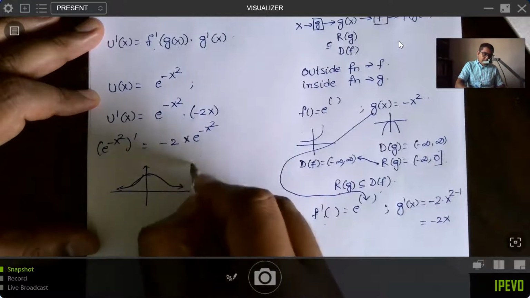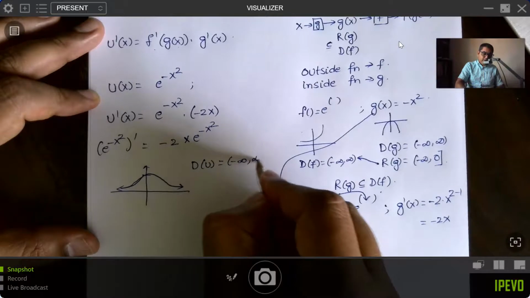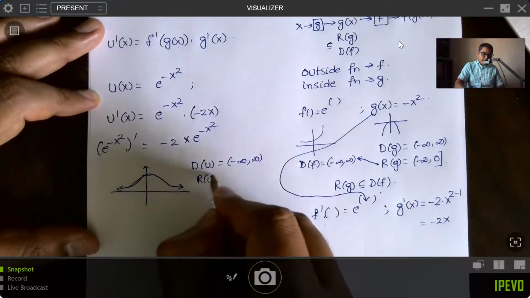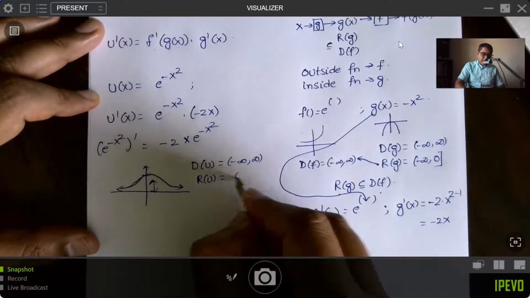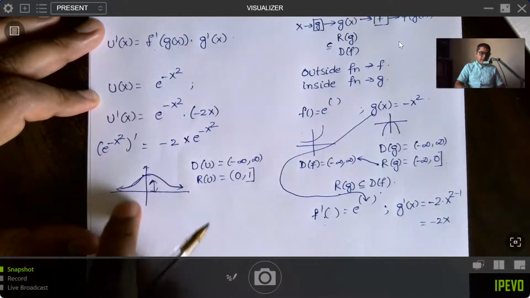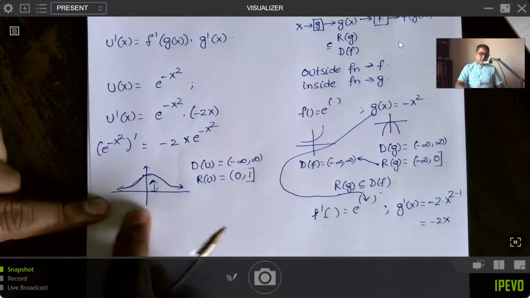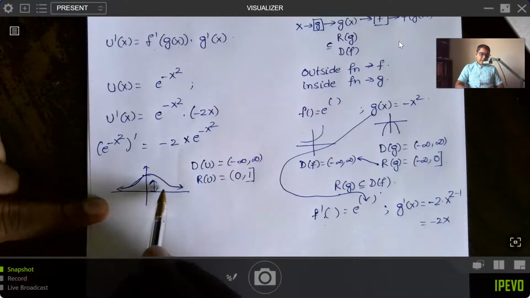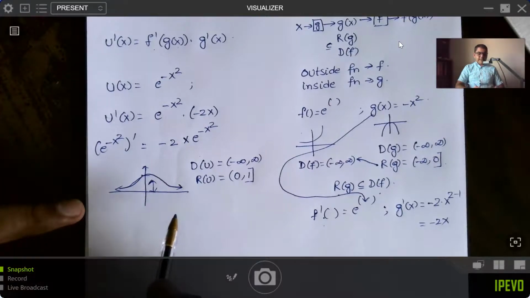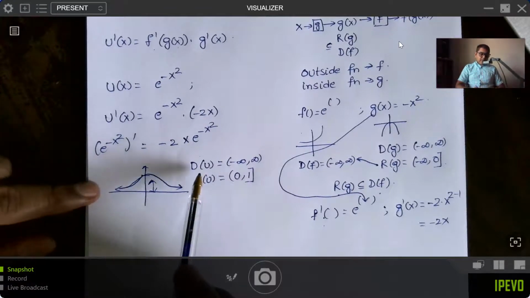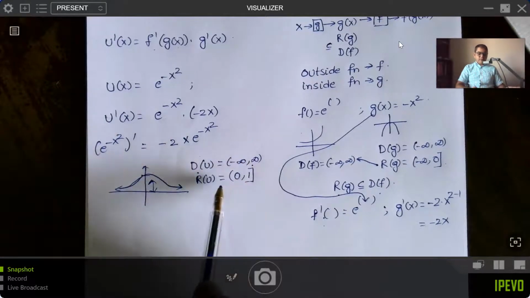The domain of the function u is going to be negative infinity to positive infinity, and the range of the function u is going to be 0 to 1. You see the graph gets very close to the x-axis. The x-axis is the asymptote here. The graph does not touch the x-axis, and it does not cross the x-axis. So we can recognize that the domain of the function u is negative infinity to infinity, and the range of u is 0 to 1.